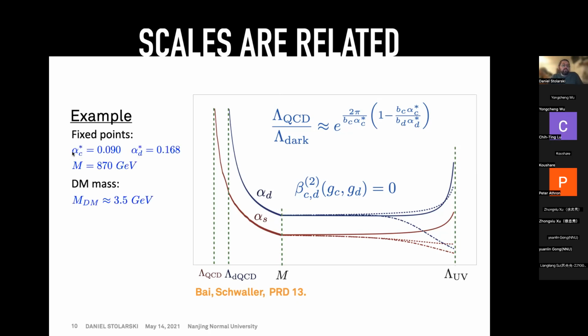And so one example is the alpha star, the value of the fixed point, here. Then the mass where this starts to run up is set by the proton mass. You run this up, and that mass is 3.5 GeV, and the mass of this heavy state is 870 GeV. So this example will guide me in what I'm going to do later. I'm going to talk about TeV-ish scale mediator masses and few GeV-ish scale dark bound states.